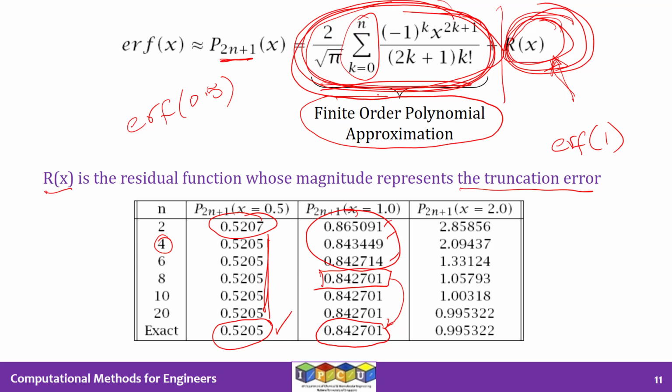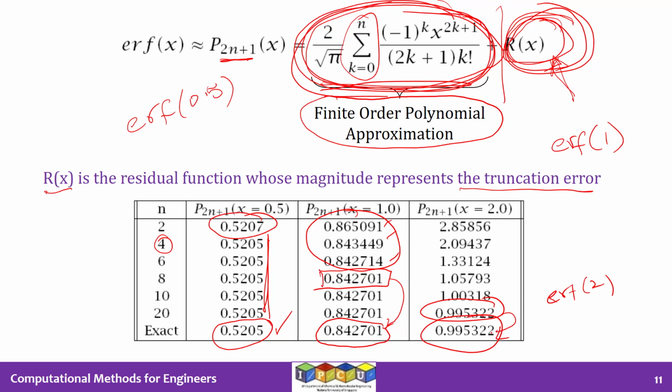So this clearly shows that as you move away from 0, you will require more and more terms to be retained in your finite order polynomial approximation. And when x is equal to 2, further away from 0, you're going to require n to be equal to 20 to reach the true value, which is 0.995322. So ERF of 2 is 0.995322. And you can reach that using a finite order polynomial approximation only when n is equal to 20.